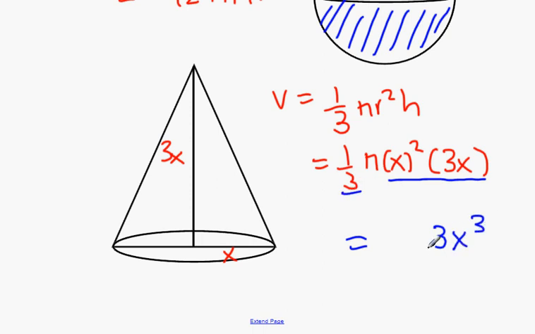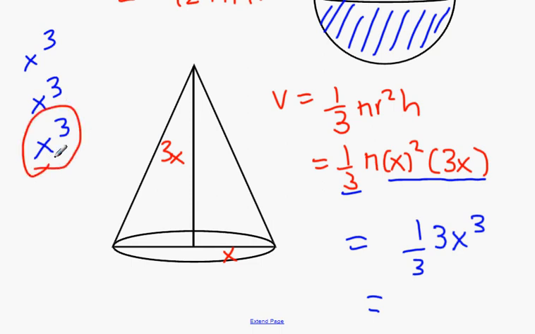What's a third of 3x cubed? You have x cubes. You have 3 of them. What happens if you only want a third of that? It's x cubed, isn't it? So it's going to be x cubed, and don't forget your pi. The answer is pi x cubed.